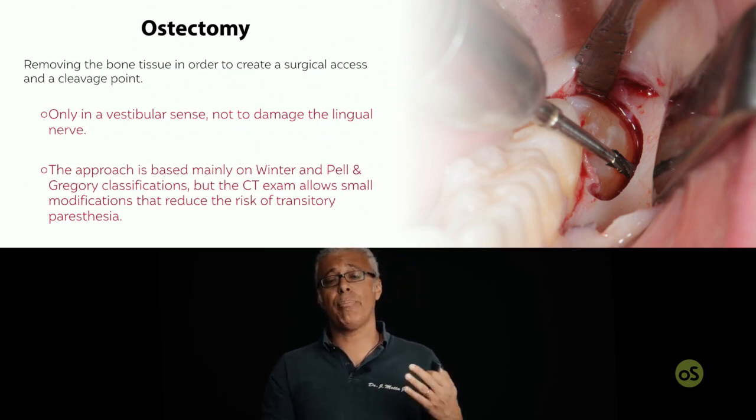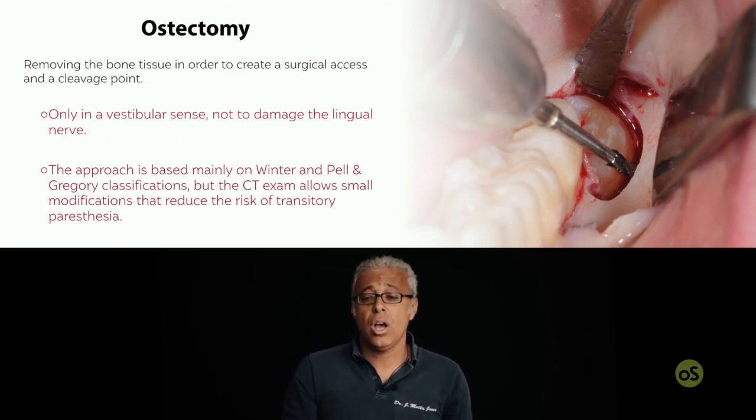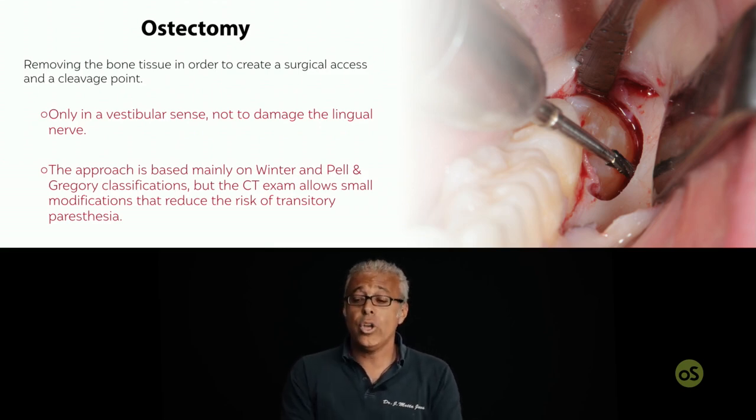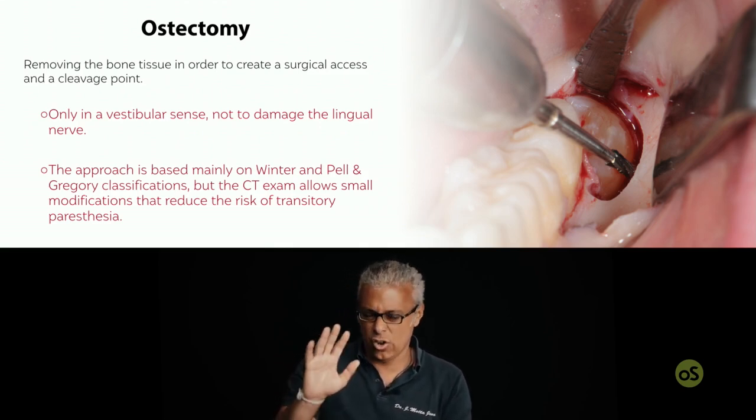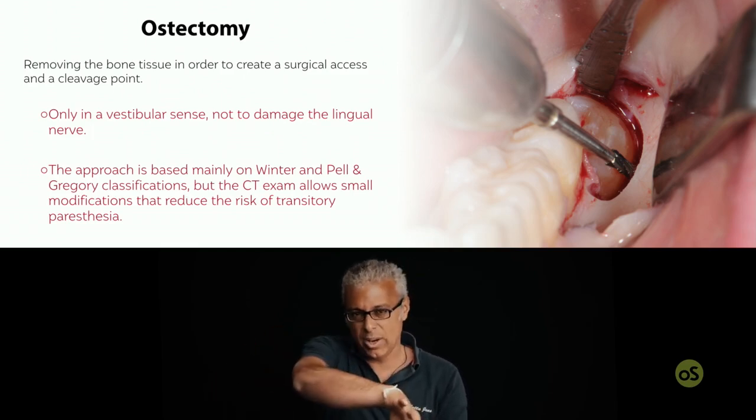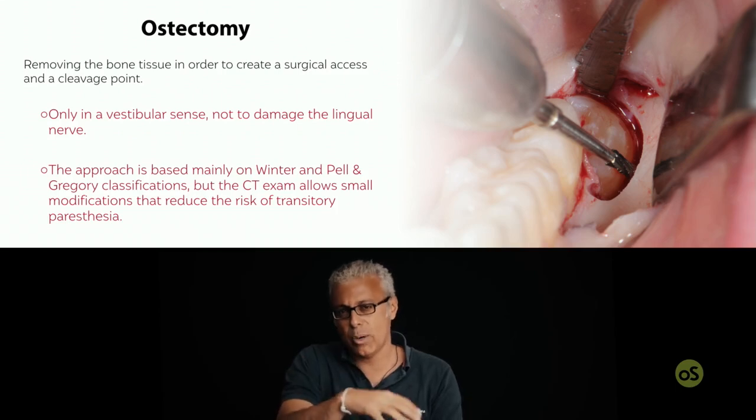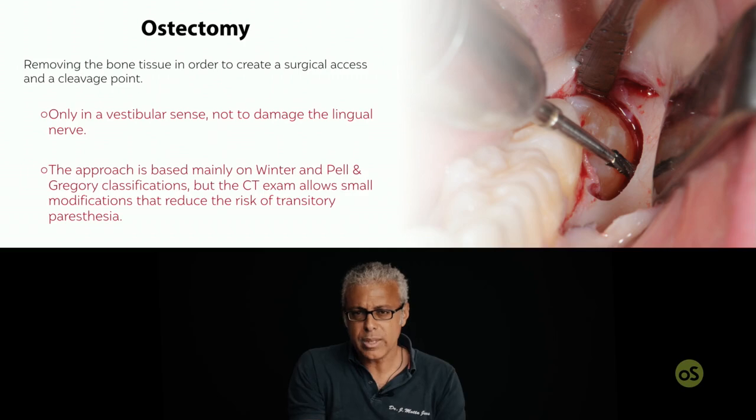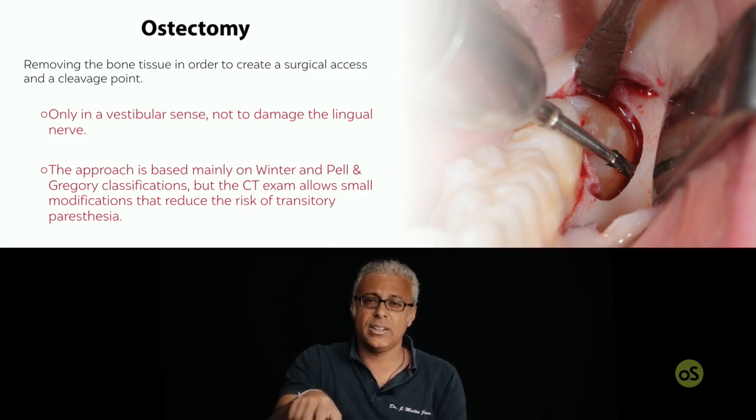What about the ostectomy? Well, the ostectomy is used to create an access to the tooth so that we have a cleavage point and we can create the odontosection, so the cutting of the tooth. We always have to try to do this on the buccal vestibular aspect and not go on the lingual aspect. If we go on the lingual aspect, then we have to use instrumentation such as piezoelectric instrumentation that cuts just the bony part and prevents lesions of the soft tissues.